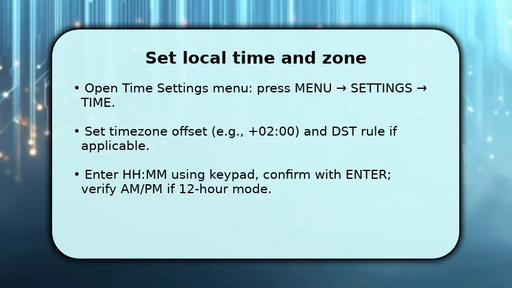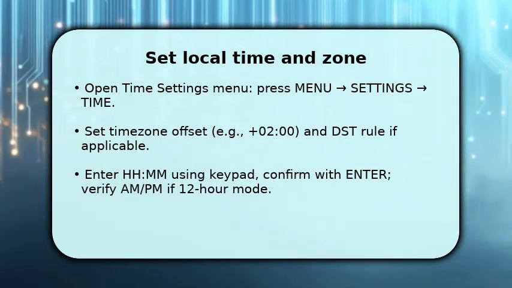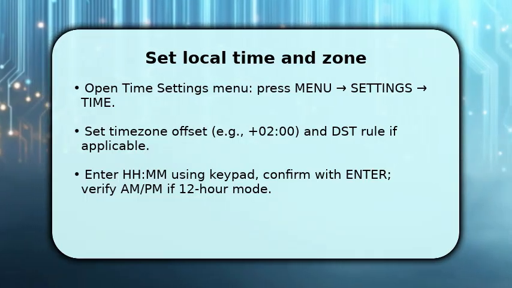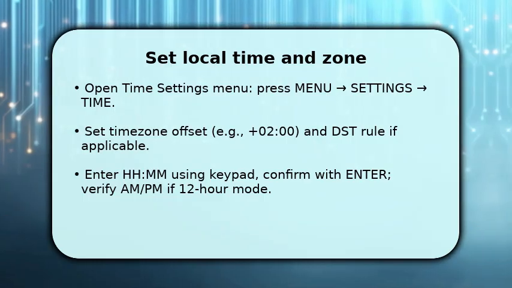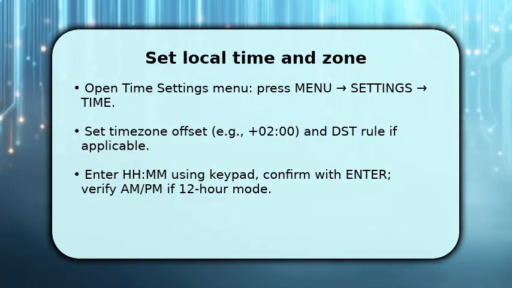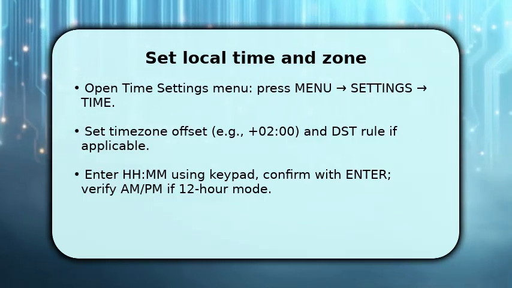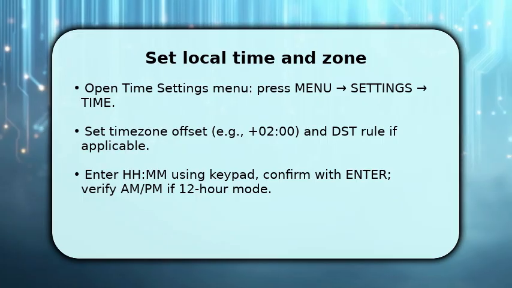Now you proceed to set local time and zone inside the time settings menu. Navigate menu, right arrow, settings, right arrow, time, and select time zone. Set the offset, for example +02:00, and enable daylight saving rules if your region uses them.